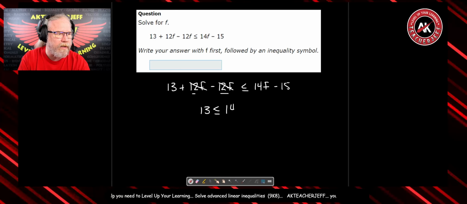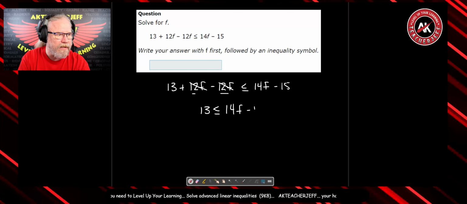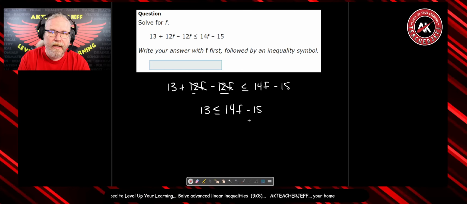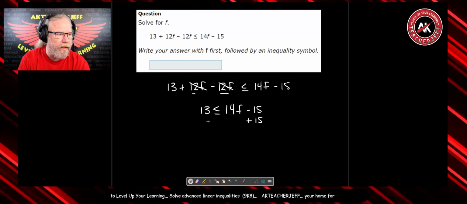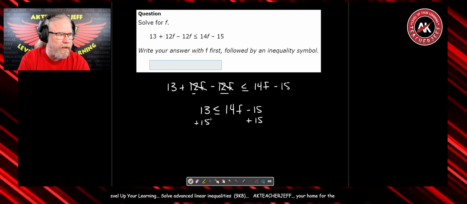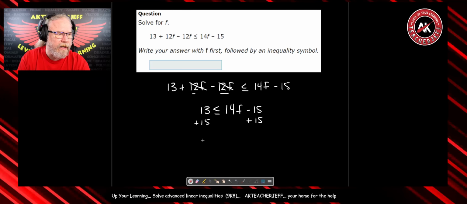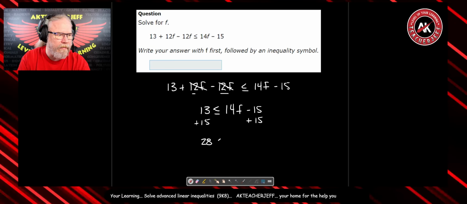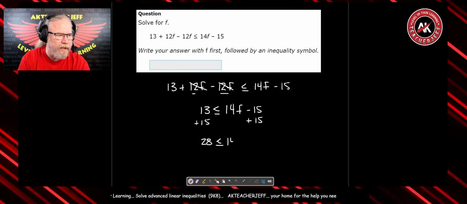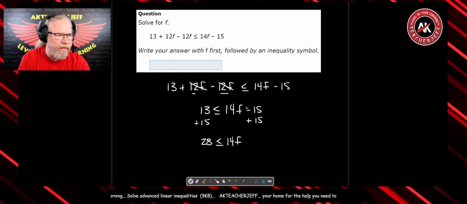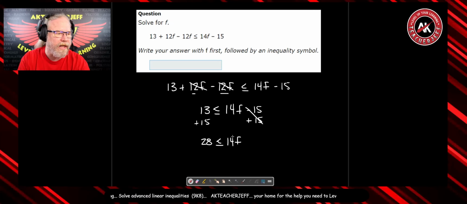And then I got 14f minus 15. So let's go ahead and add 15 to go ahead and get rid of the negative 15. And what we do to one side, we're going to do to the other. Looks like we're going to have, what, 28 over here on the right. That's going to work out really nice with this 14, isn't it? 14f and the negative and positive 15 will cancel each other.